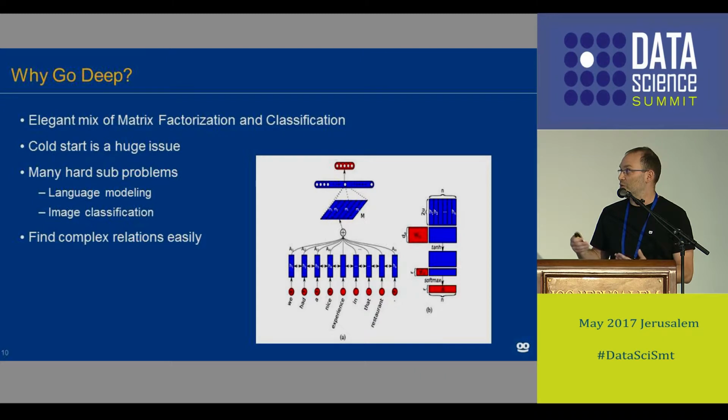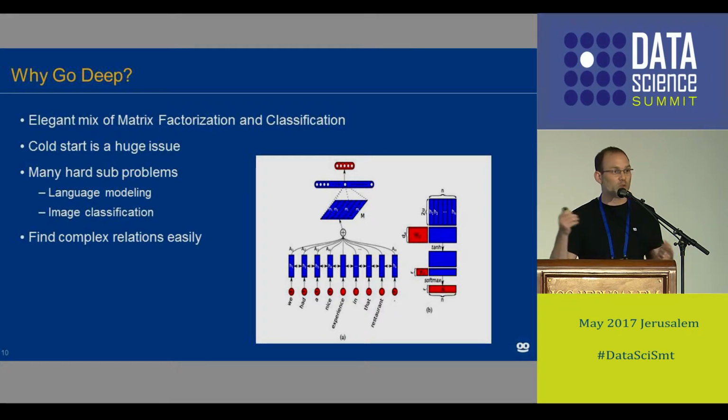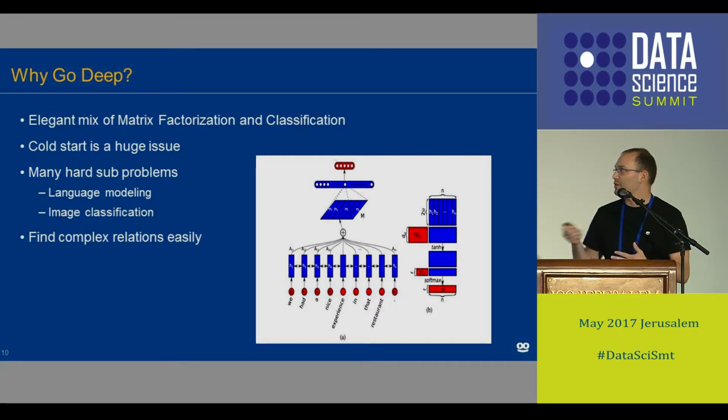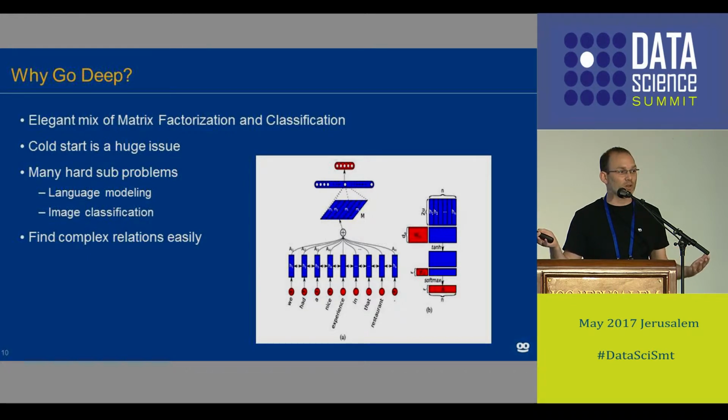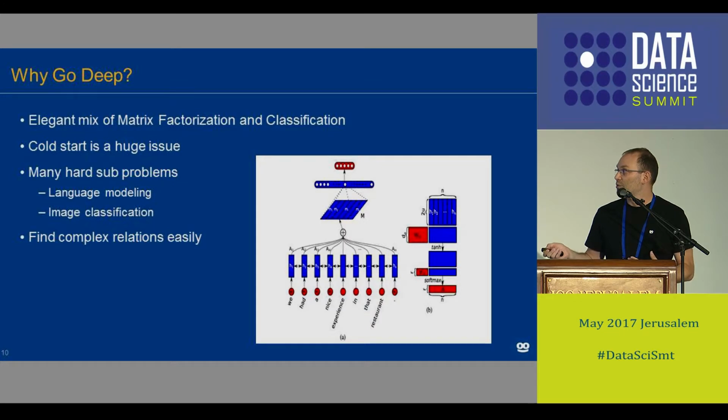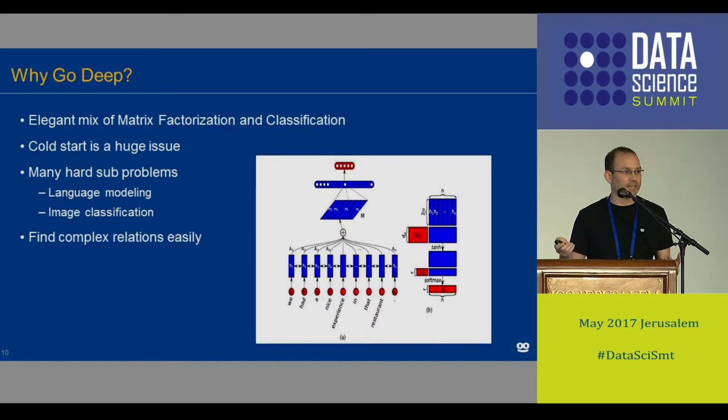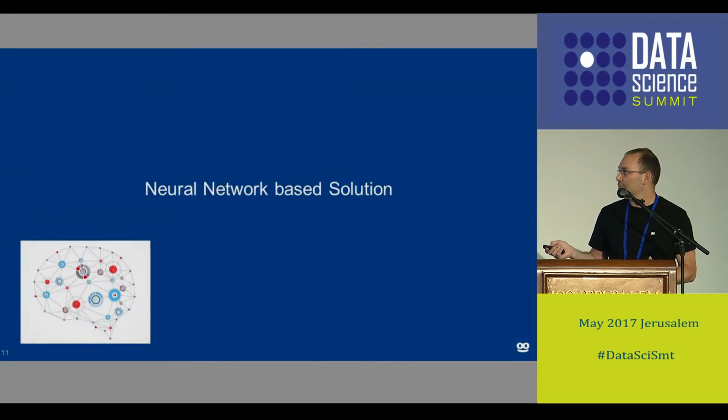So that's what brings us to looking at the problem with neural networks, actually even before we go into deep learning. Neural networks, as we'll see in the next slide, will give us a really elegant mix of matrix factorization, finding relations between things, and classification. And it also opens us to a new world of options, specifically language modeling and image classification. We can do really high-end stuff. So let's have a look at that.